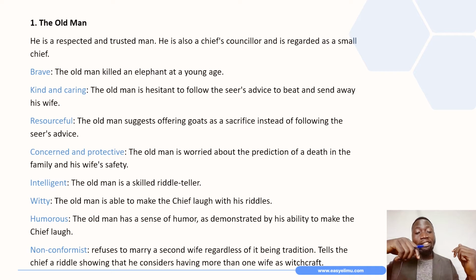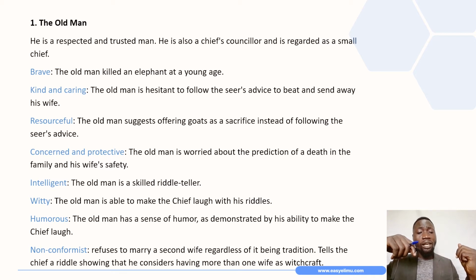He is also intelligent. Remember, he is a skilled riddle teller. When he is advised to marry another wife, he responds using a riddle that makes the chief laugh. We are also told that he is witty. The old man is able to make the chief laugh with his riddles. There is also the character trait that he is humorous. He has a sense of humor, as again demonstrated by his ability to make the chief laugh.